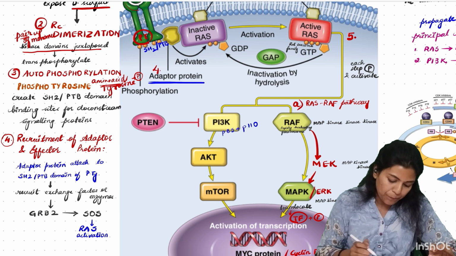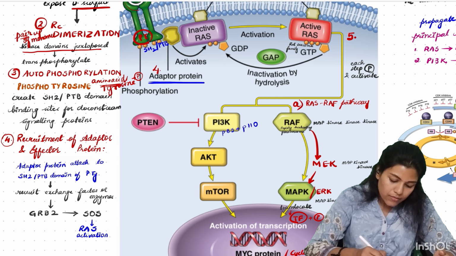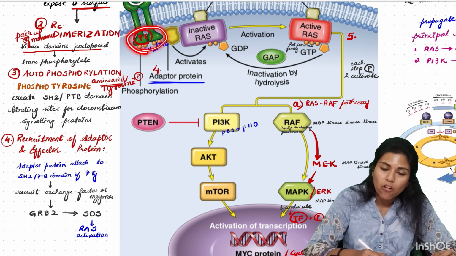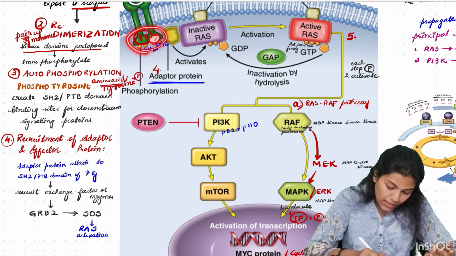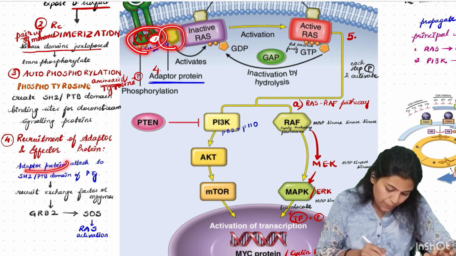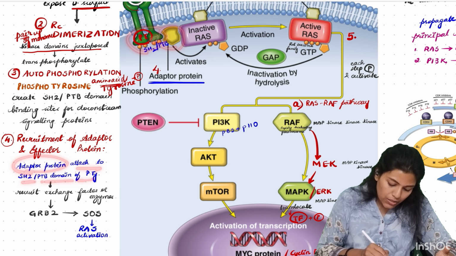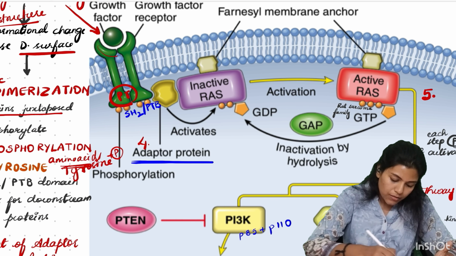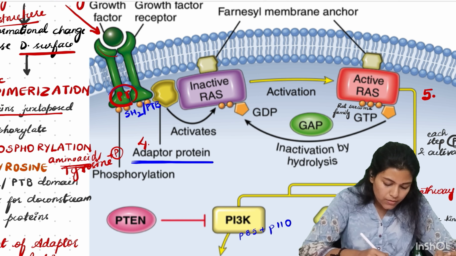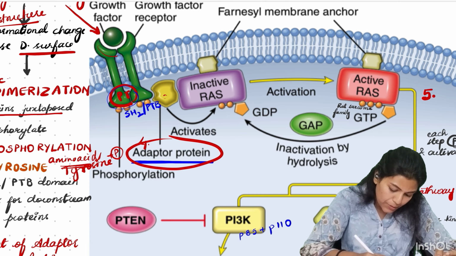After this, what will happen? There will be recruitment of adaptor and effector proteins. The phosphotyrosine has been formed and has this binding site, so it will attract an adapter protein. It will recruit an adapter protein, which will attach to the SH2 or PTP binding site of the phosphotyrosine, and in turn it will recruit exchange factors or enzymes. So here, this phosphotyrosine has recruited this adapter protein.